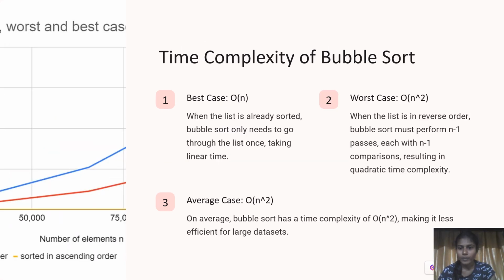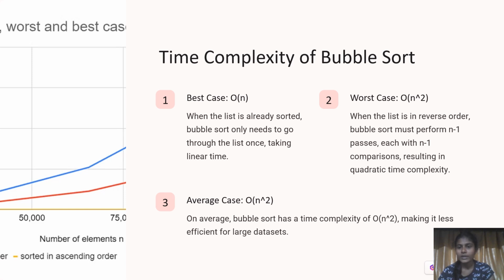Time complexity of bubble sort. There are three time complexities of bubble sort. They are the best case, worst case, and the average case. Best case is written as O of n. When the list is already sorted, bubble sort only needs to go through the list once, taking linear time. This means the best case only takes linear time. It can be written as O of n.